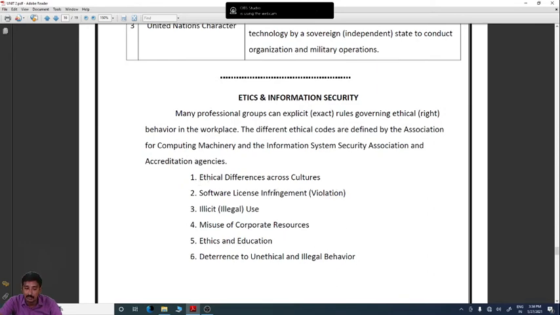Second one, software license infringement. Illicit use means the ethical codes cover the following areas. One is ethical differences across cultures. Next is software license infringement, third is illicit use, and the next is misuse of corporate resources, and then ethics and education and deterrence to unethical and illegal behavior. So these are some of the major areas of the ethical codes that need to be defined by the Association for Computing Machinery and the Information System Security Association and Accreditation.